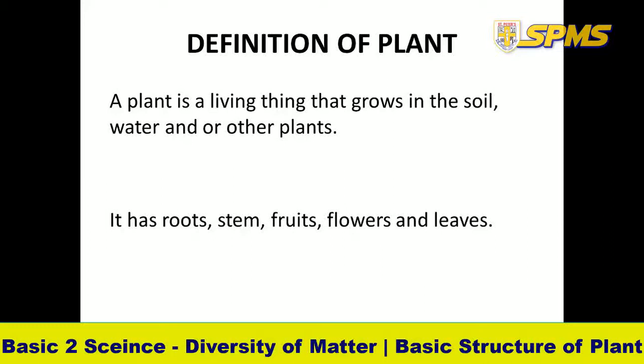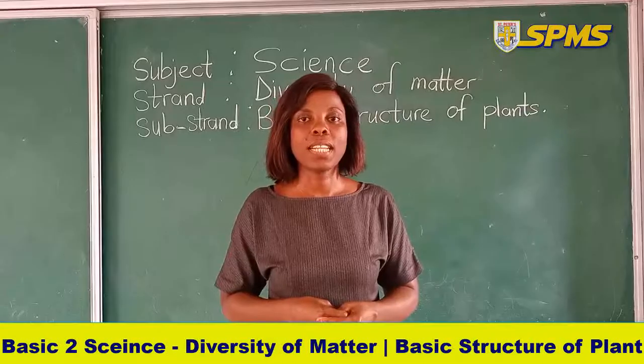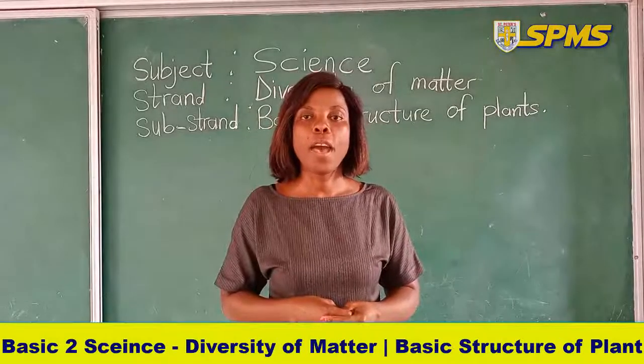It has roots, stem, leaves, flower, and fruits. I'm saying it again. A plant is a living thing that grows in the soil, water, or on other plants. It has roots, stems, leaf, flower, and fruits. So that is a short definition of a plant.